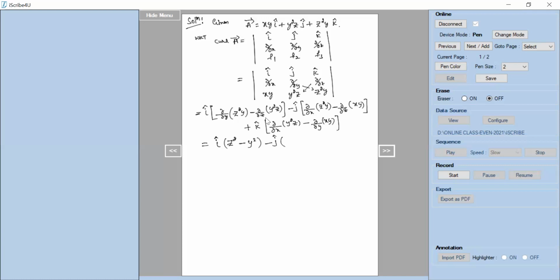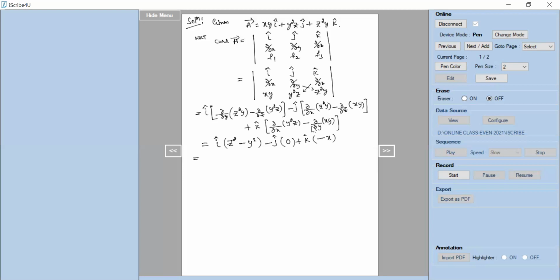Then minus j cap into, now here ∂/∂x of this, there is no x term here. So differentiation of this is 0. And ∂/∂z of this, there is no z term here. So differentiation of this is also 0. So there is no term in j. And coming to the last term, k cap into, first ∂/∂x of this, here also there is no x term. So the partial derivative of this is 0 because it is a constant. And coming to ∂/∂y of this means differentiation of y is 1 into this x, so it is x with minus, so it is minus x.